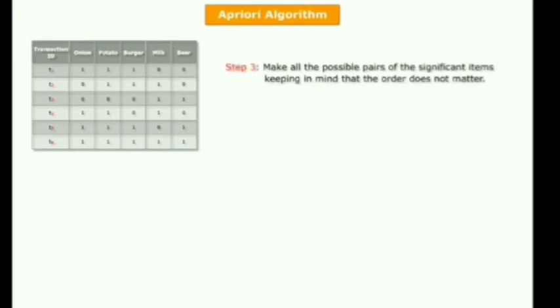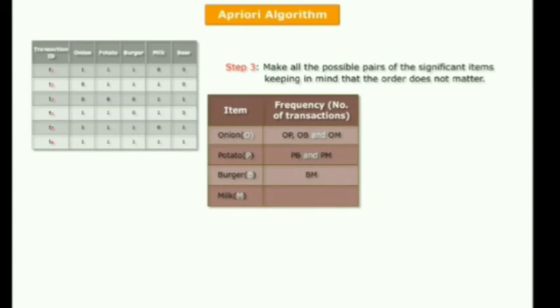Step 3. The next step is to make all the possible pairs of the significant items, keeping in mind that the order does not matter. That is, AB is same as BA. To do this, take the first item and pair it with all the others such as OP, OB and OM.